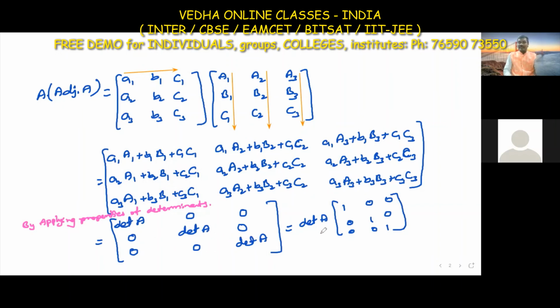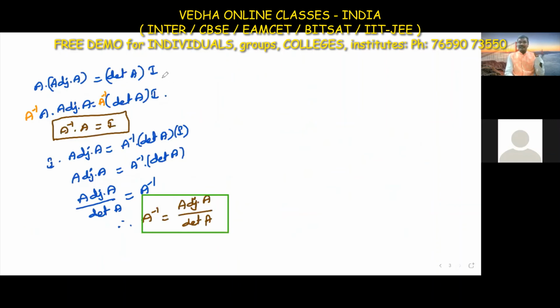If we take determinant of A common outside, then we get 1 0 0, 0 1 0, 0 0 1, which is the identity matrix. So A into adjoint A is equal to det A times the identity matrix. Now I am multiplying by A inverse on both sides, on the left side and on the right side. After that, A into A inverse is equal to det A times the identity matrix.